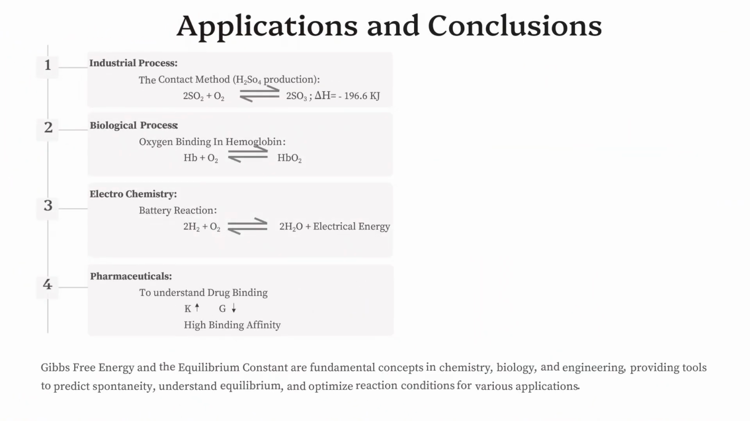Now, let's see some more applications of free energy and conclude today's presentation. Not only in the previously mentioned Haber-Bosch process, but in many other industrial processes like the contact method, in biological processes, literally in our body, oxygen binding in hemoglobin, in many electrochemical reactions, and even in drug binding, free energy and the equilibrium constant work together to give us the results that we require to learn about the conditions and criteria for those reactions to take place.